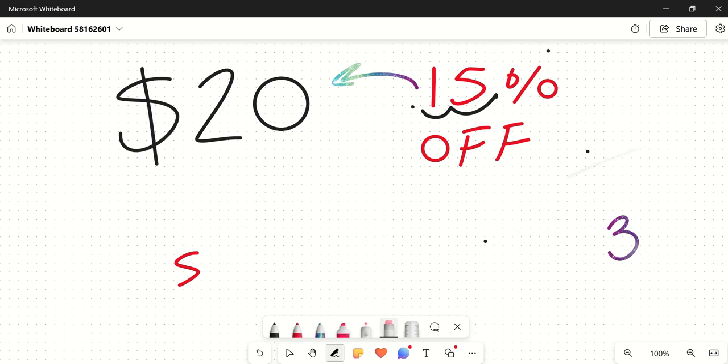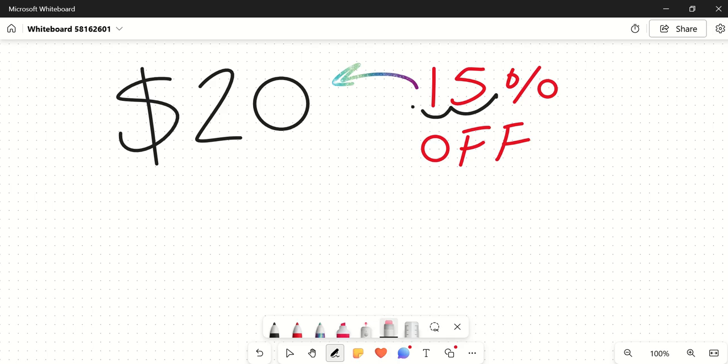Now I want to save time, okay? So you found what 15% of 20 was, then you subtracted it from the original price, right? What if the question said they don't care about how much you save, they just want to know how much you're paying for the shirt? Period. That's all they want.